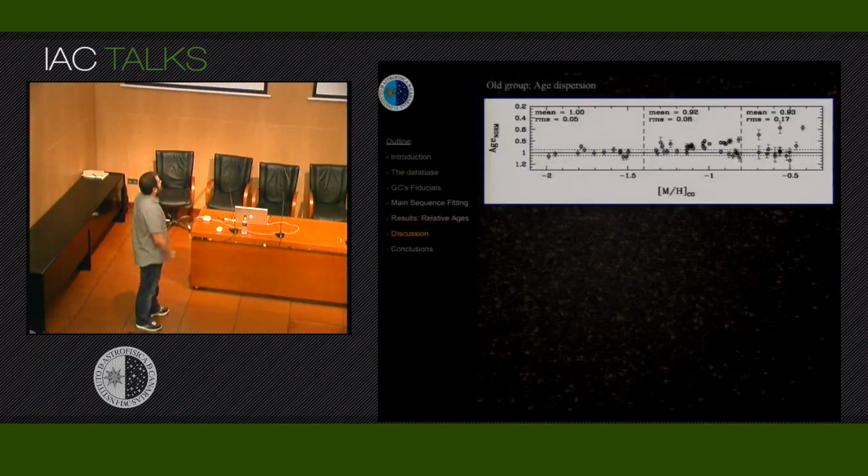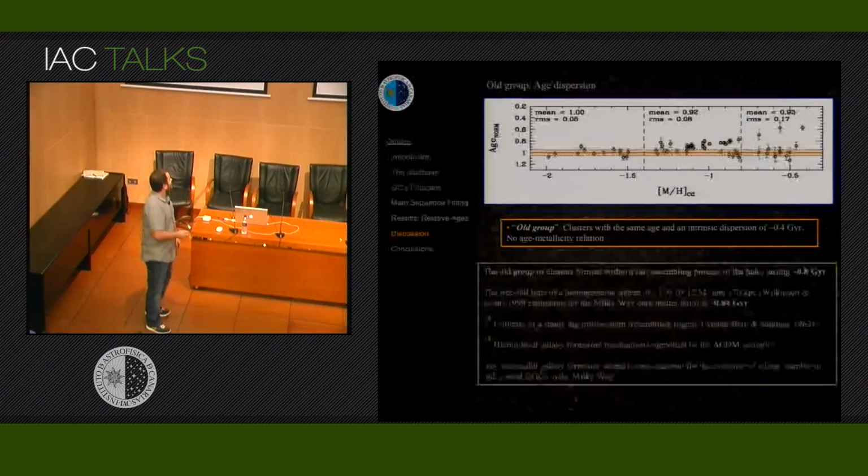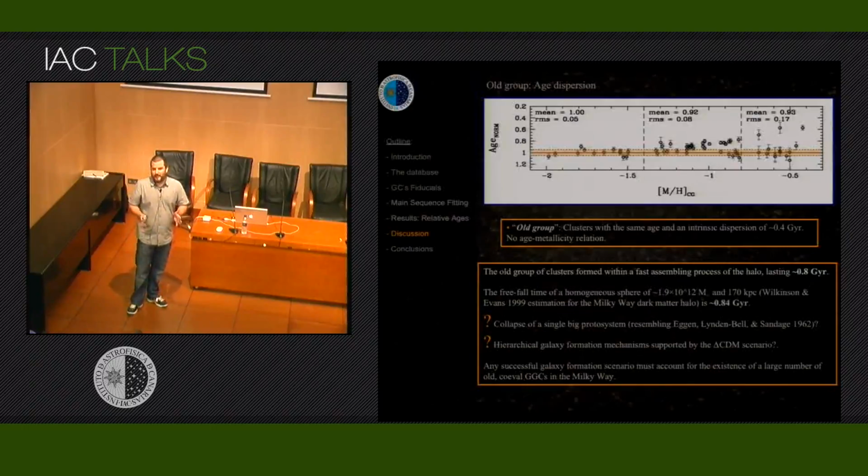Let's start with the old group, which is the old branch here, and let's discuss its age dispersion. Each group has the same age. It doesn't have an age-metallicity relation, and the intrinsic dispersion of points in this group is 0.4 gigayears. So what does it mean? It means that the whole group of clusters formed within a fast assembling process of the galactic halo that lasts around 0.8 gigayears. And this is a conclusion.